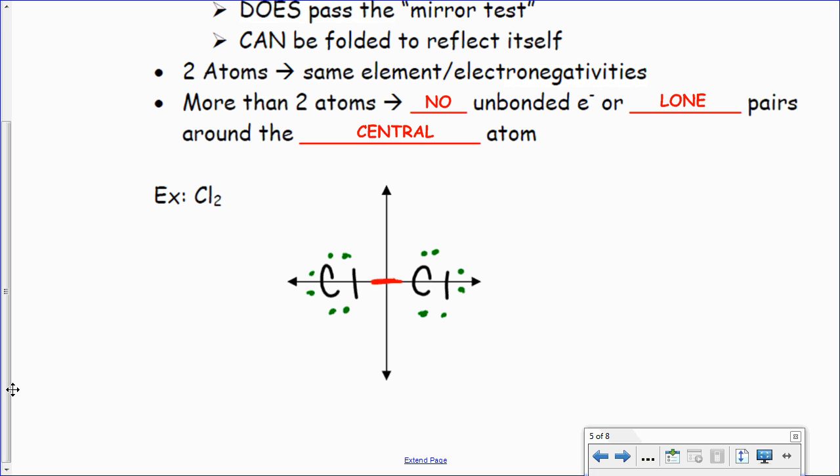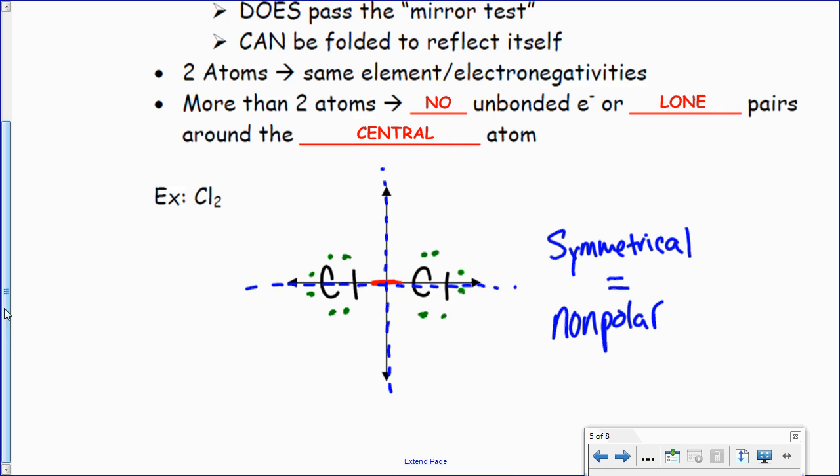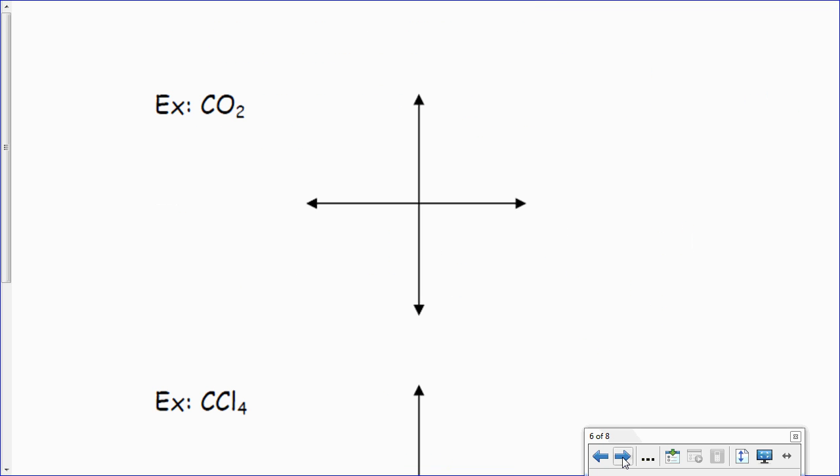And we're looking at the symmetry test. If I cut it down the middle, left-hand side matches the right-hand side. And if I cut it across the center on the x-axis, the top-hand side matches the bottom-hand side. So this is a very symmetrical molecule, and that equals non-polar. There is no side of this molecule that's going to attract electrons more than the other. Okay, that's our only example there.